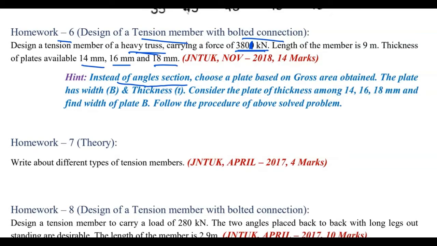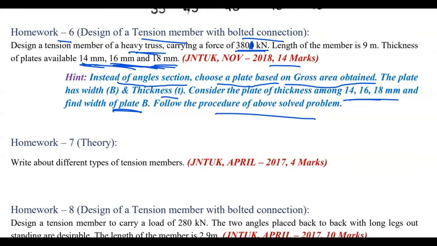So instead of an angle section, you have to choose a section based on the gross area obtained. But you have to limit the thickness of the section to 14, 16, 18. The plate has a width B and thickness T, and consider the plate of thickness among these values only and find the width of the plate B. This problem was given for 14 marks in November 2018.